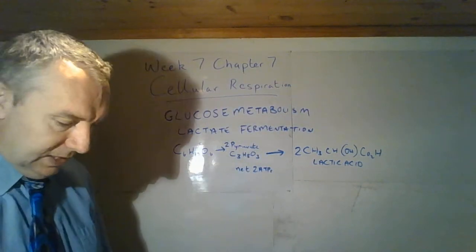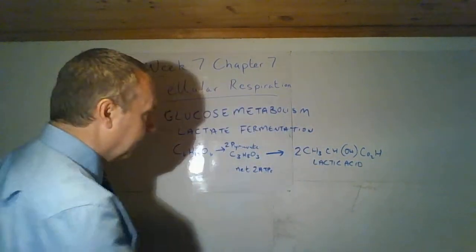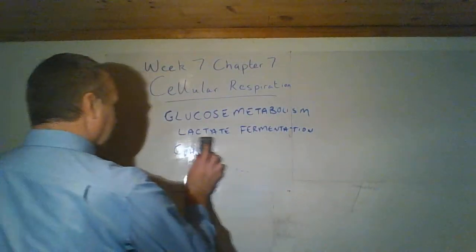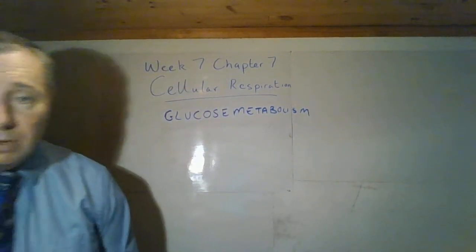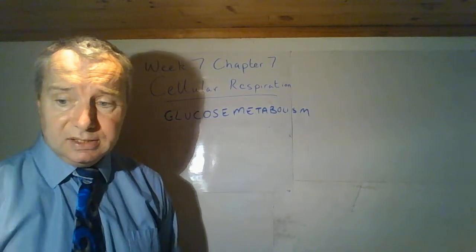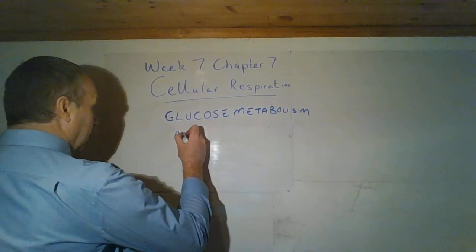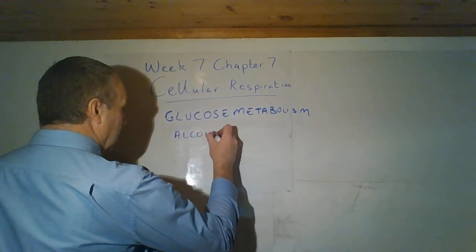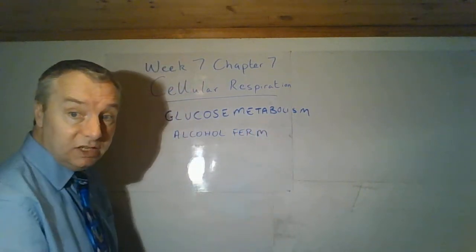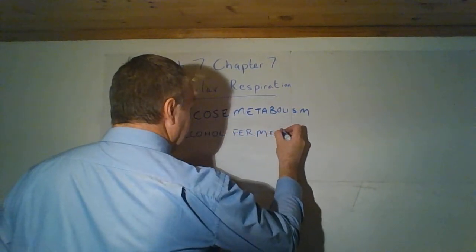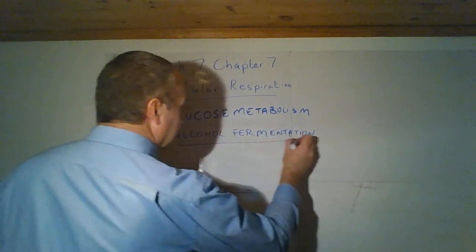And you'll notice as well about lactic acid, it has 3 carbons. There's another kind of fermentation also that happens inside cells, and this is alcohol fermentation. And typically this will occur with yeast cells, which are a kind of fungi.